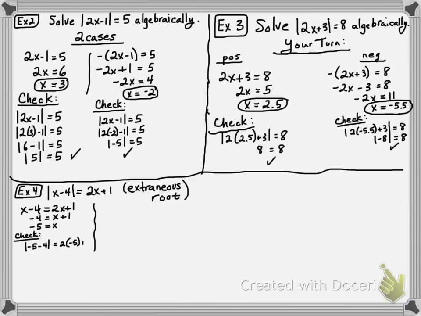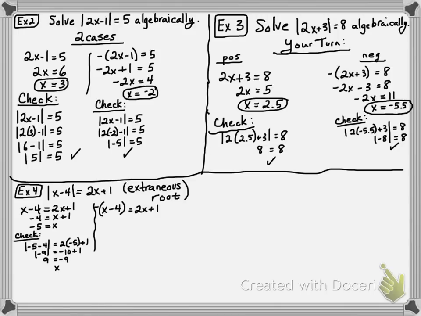Check it. The absolute value of negative 5 minus 4 will be the absolute value of negative 9 equals, on the other side, I get negative 10 plus 1, which is negative 9. And now I end up with the absolute value of negative 9 equals negative 9, and 9 equals negative 9. Well, obviously that doesn't work, so we can say then that x equals negative 5 is our extraneous root. That doesn't work.